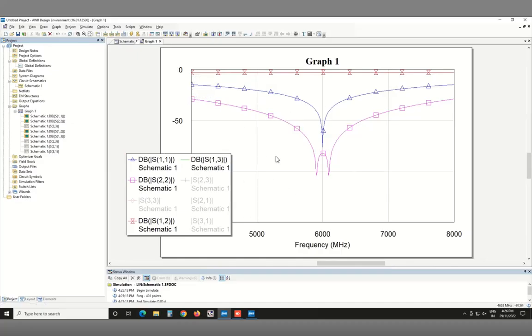So even a simple one-stage lambda by 4 transformer Wilkinson divider has what we typically call an octave band. Octave band here means a factor of 2. So 4 into 2, 8. And if you look at the splitting, it's minus 3 dB here exactly, and it's like minus 3.1 out here.